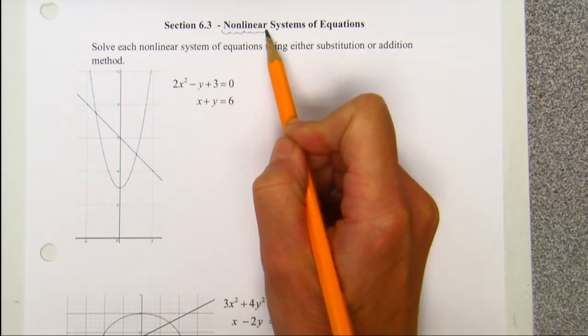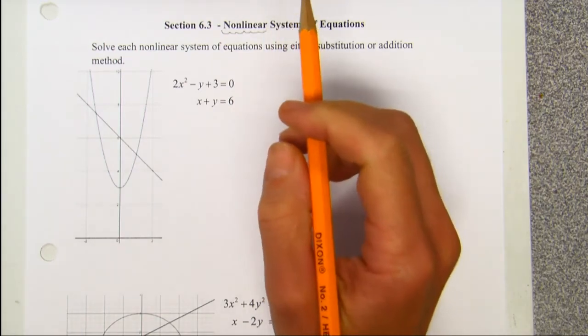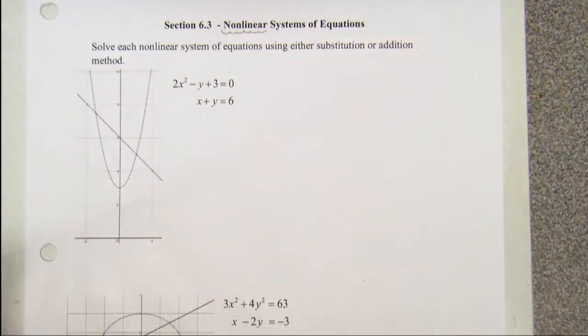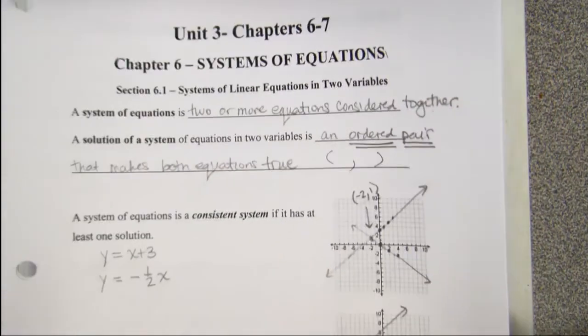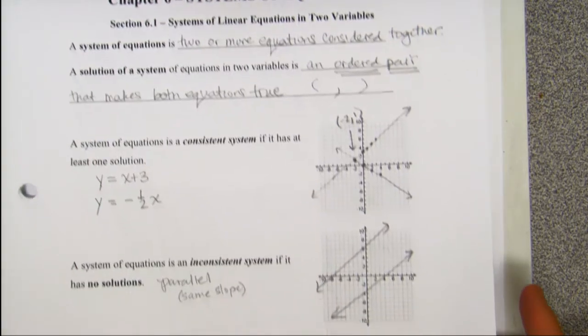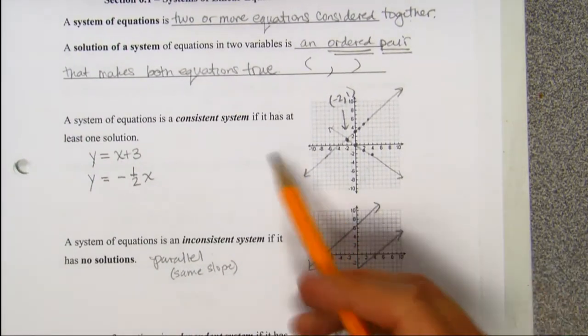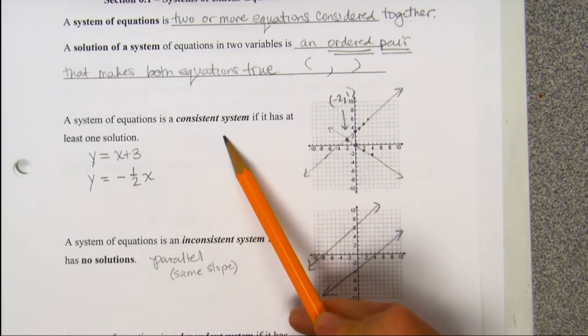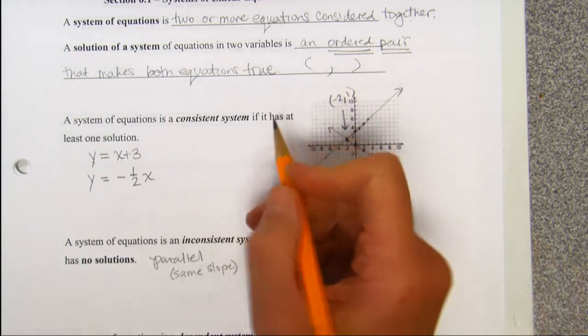Look at our first picture. See a parabola and a line? I'm just going to turn back to the very beginning of this lesson, where we looked at what a consistent system was. A consistent system is what 90% of your problems are, right? There's at least one solution.